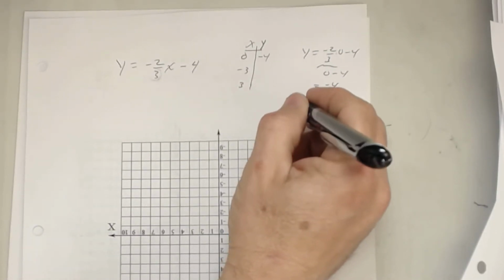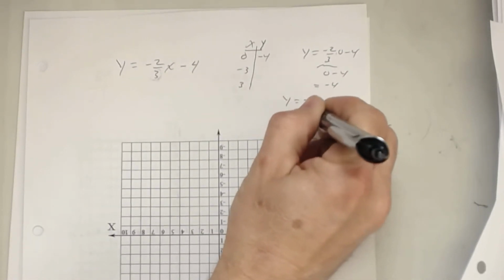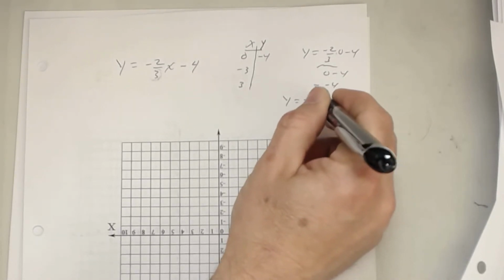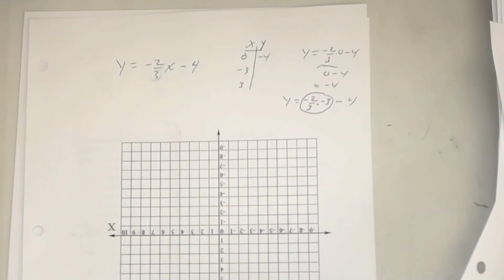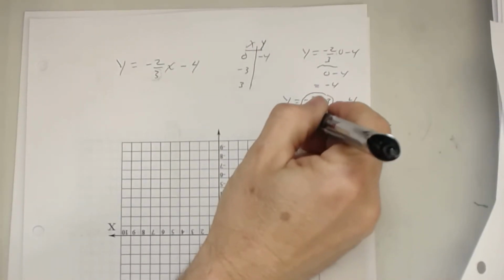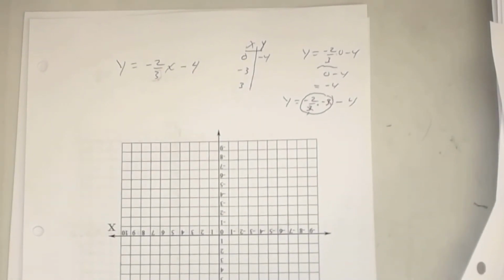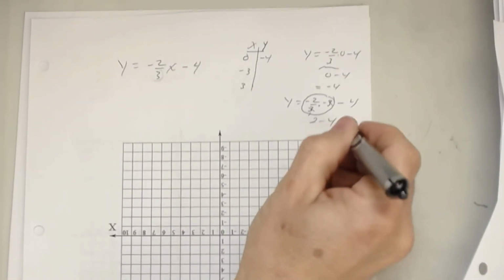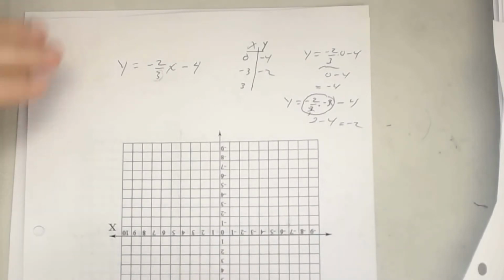If x is negative 3, I got y equals negative 2/3 times a negative 3, subtract 4. What is this product? Negative 2/3 times a negative 3. First of all, a negative times a negative is a what? Positive. So what's a negative 2/3 times a negative 3? Positive 2, because the 3's divide out, right? So a negative 2 times a negative 1 is a positive 2. What is 2 subtract 4? Negative 2.